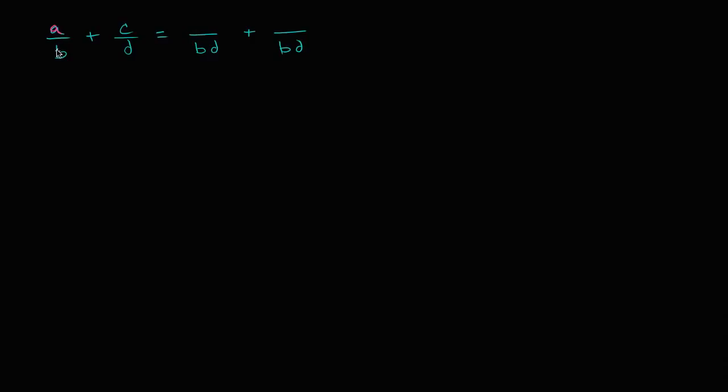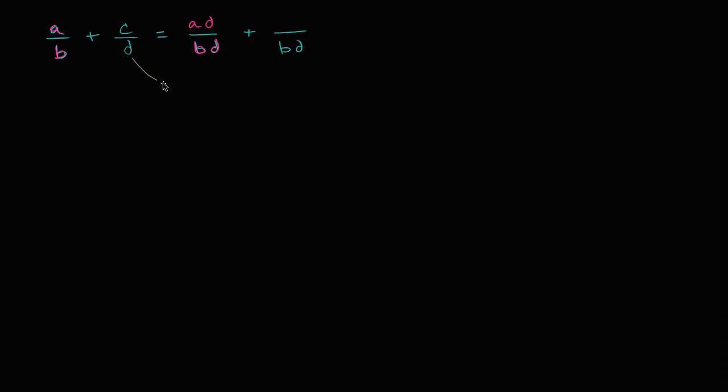So a over b is going to be the same thing as what over bd? Well, to get to bd, I multiply the denominator by d. So let me multiply the numerator by d as well. Then I haven't changed the value of the fraction. I'm just multiplying by d over d. So this is going to be a times d over b times d. Notice I could divide the numerator and the denominator by d, and I'm going to get back to a over b.